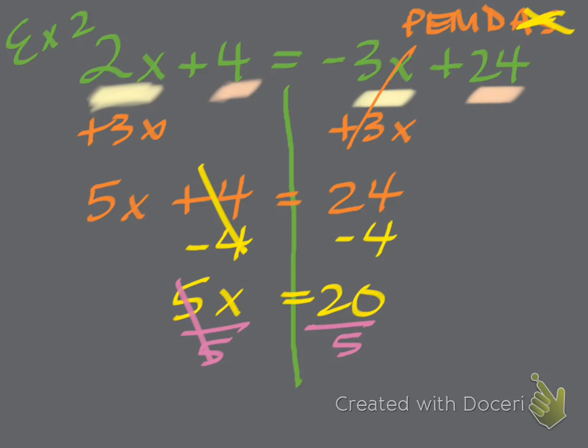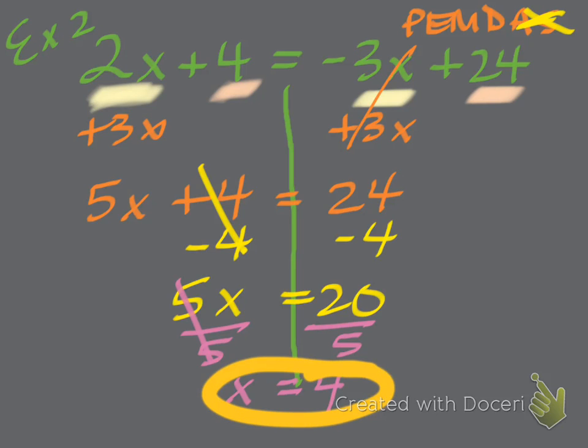5 over 5 simplifies to 1. So I have x equals what 20 divided by 5 is, which is 4. So what that means, if I were to think about what do I do with this 4? Ooh, can't read that.